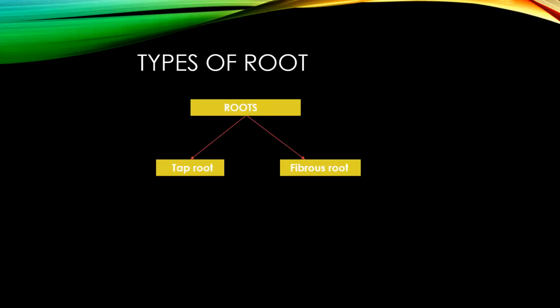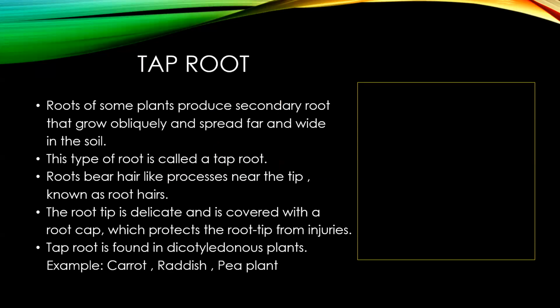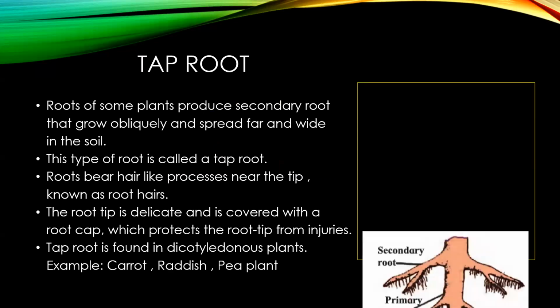Now let's discuss the types of root. There are two different types of root. They are known as taproot and fibrous root. Let's first start with taproot.